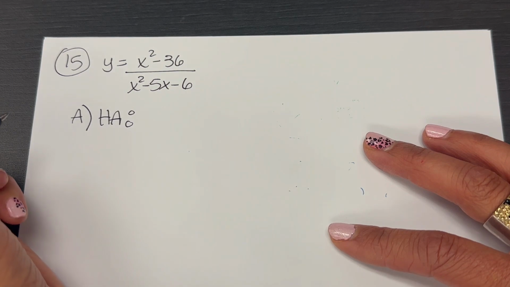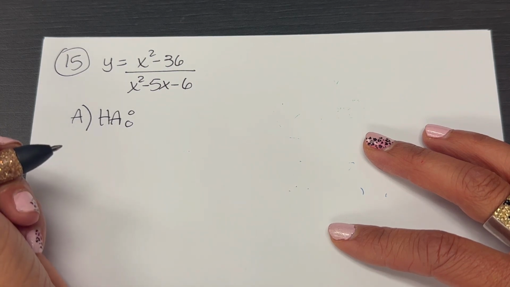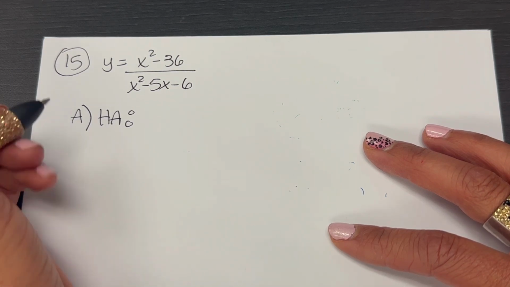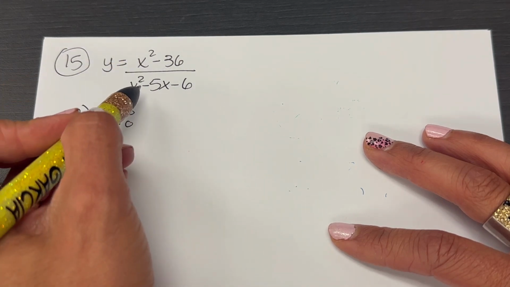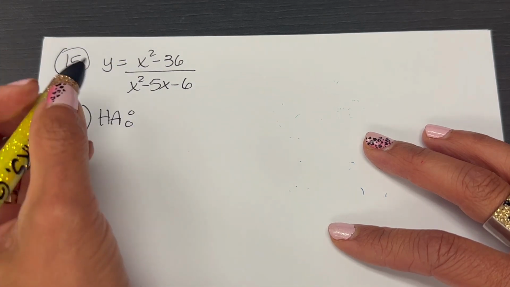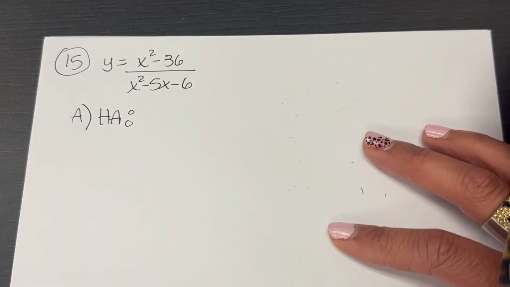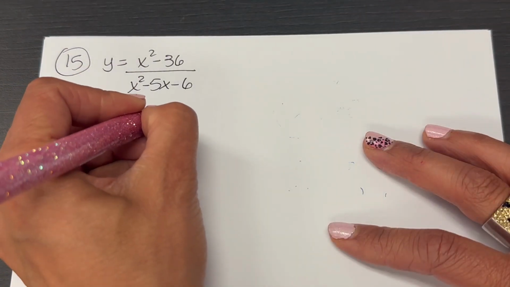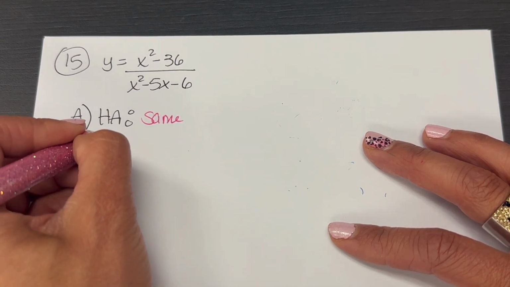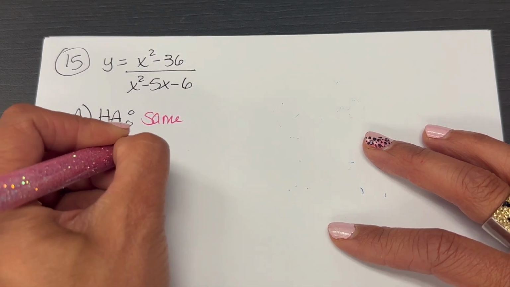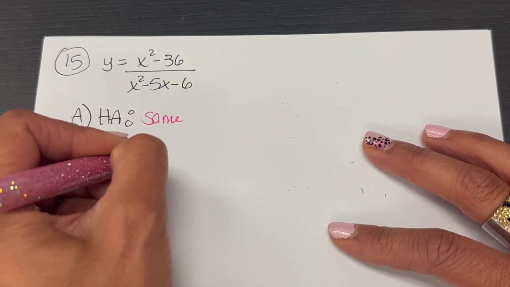Okay, so this is where we have to ask ourselves, big top, big bottom, or same? And I'm talking about the degrees. I see that the highest degree in the top is a power of 2, the highest degree in the bottom is a power of 2, so they've got the same degrees. When it's the same degrees, you take the ratio of the leading coefficients. So it would be y equals the LC of the top over the LC of the bottom.